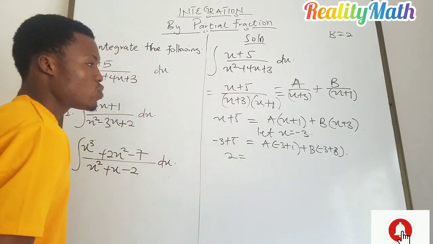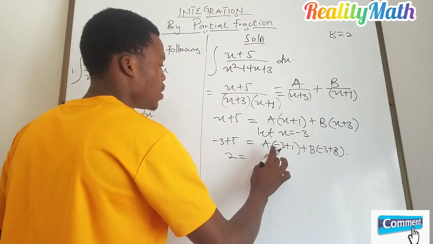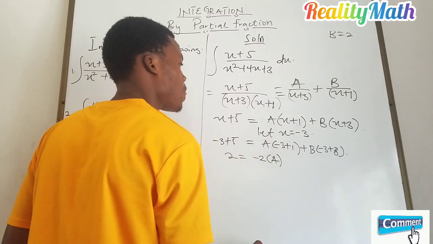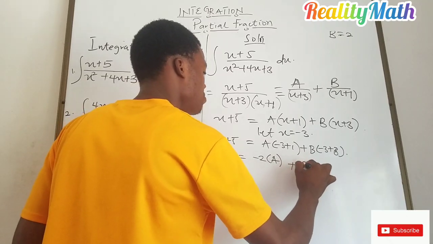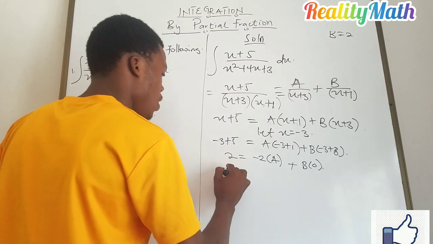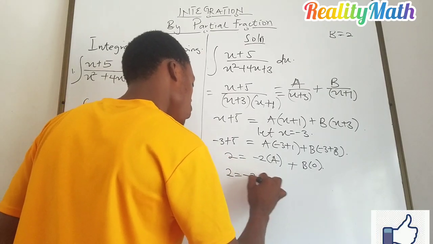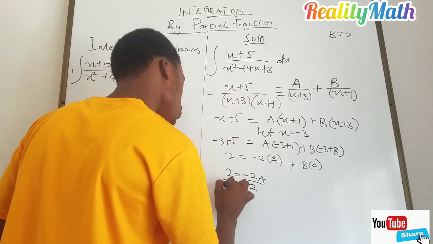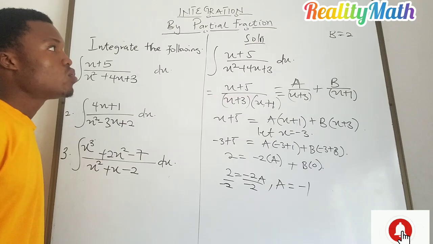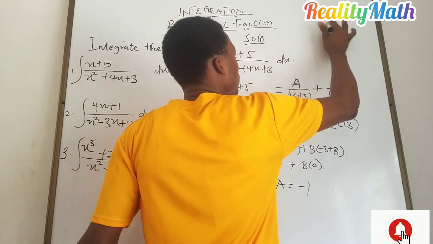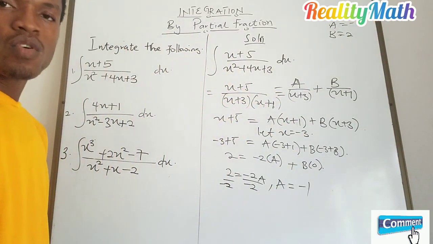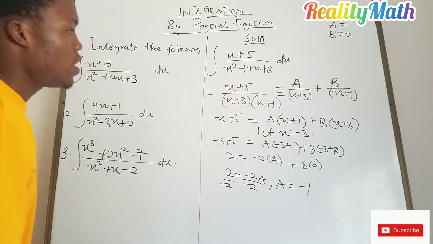So my 2 is equal to, this is definitely 0, and this is minus 3 plus 1, which is minus 2, into bracket A. And this is plus B times 0, so that is 0. So we have 2 is equal to minus 2A, where we divide through by minus 2, and we finally have A to be minus 1. So we have now gotten the values for the constants A and B.